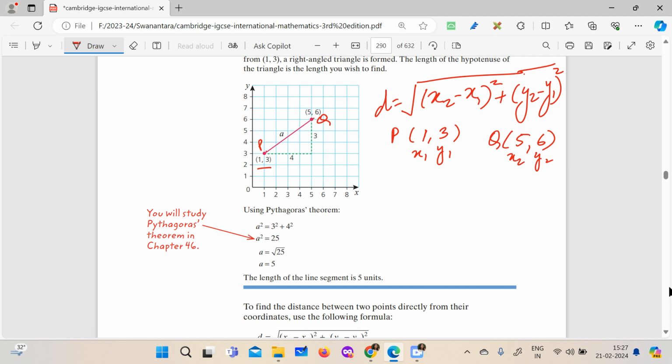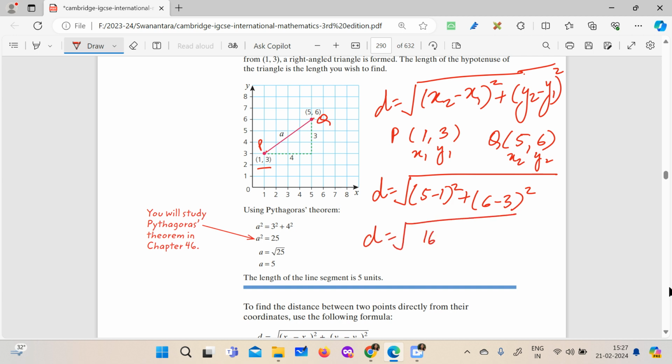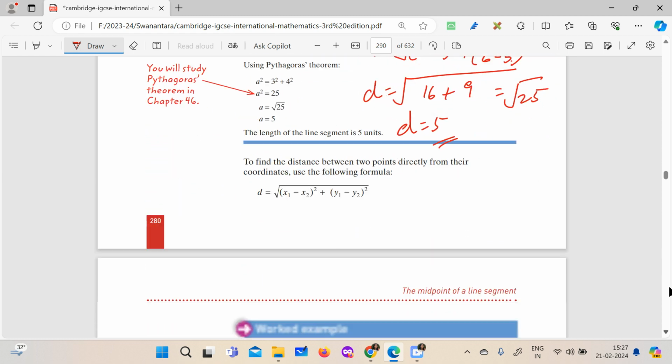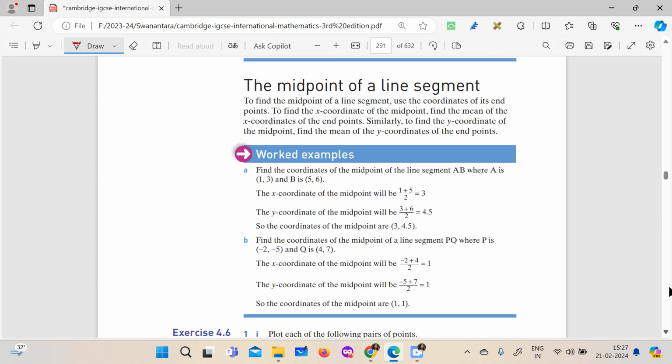So it will be 5 minus 1 whole square plus 6 minus 3 whole square. So you have 4 square is 16 and 3 square is 9. That gives us under root of 25, which is 5. Is this clear to you? So the distance between these 2 points, or the length of this line segment PQ, is 5. Is this clear? Yes, Miss. Okay, we will look at a few more examples.